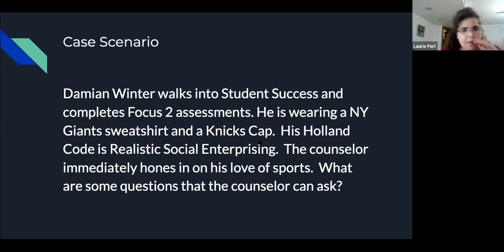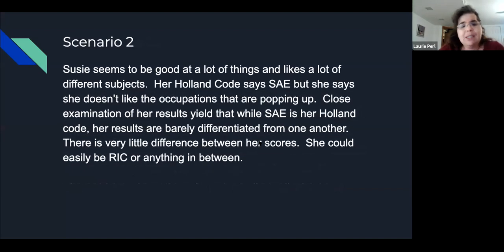So we're going to drop down to another case scenario. Susie seems to be good at a lot of things and likes a lot of different subjects. Her Holland code says she's SAE, but she says she doesn't like the occupations that are popping up at all. On close examination of her results, you see that she's barely differentiated. Her scores are like the exact same thing. Well, if that's the case, then she can easily be like RIC or anything else. So that's an example where the Holland code yields occupations that may not be anything she likes, because she likes a million different things, or she doesn't like a million different things. So you have to dig a little bit deeper.